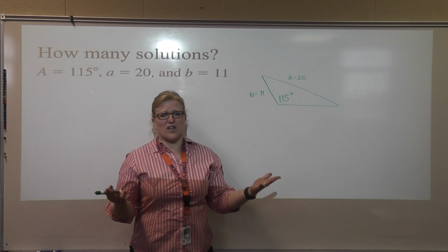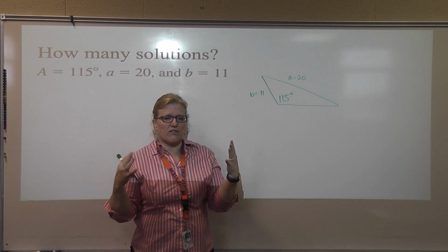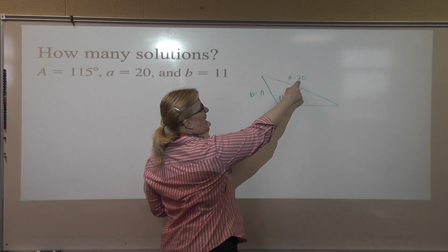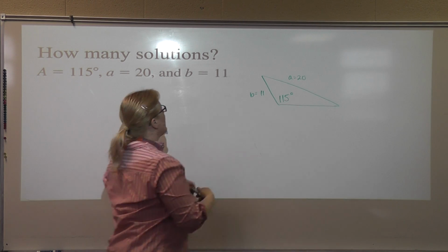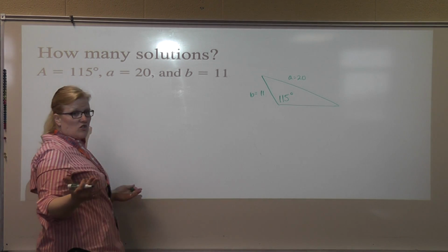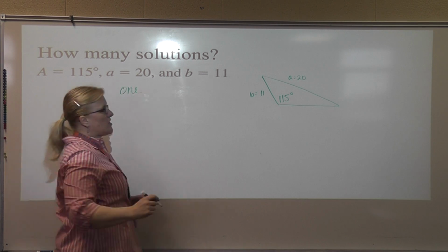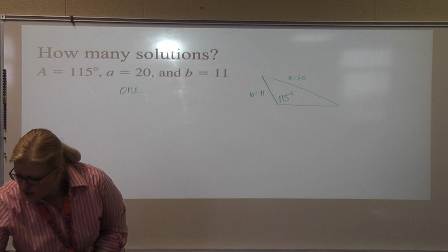Now you don't necessarily have to draw a picture. If you can remember and think of it in your head, but it just always helps me to draw a picture. Okay, B is 11, A is almost twice as big. So in this case, how many solutions do I have? I have one. That's the only triangle I can have with those dimensions.